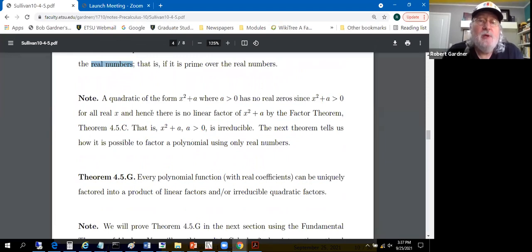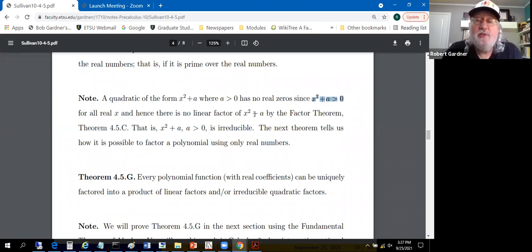But staying away from complex numbers and restricting our attention to real numbers, then these irreducible factors are on the table. For example, consider x squared plus a, where a is greater than 0. This doesn't have any zeros. X squared plus a would be positive because x squared is non-negative, and we said a is positive. You add a non-negative to a positive, you get a positive. So this is always greater than 0.